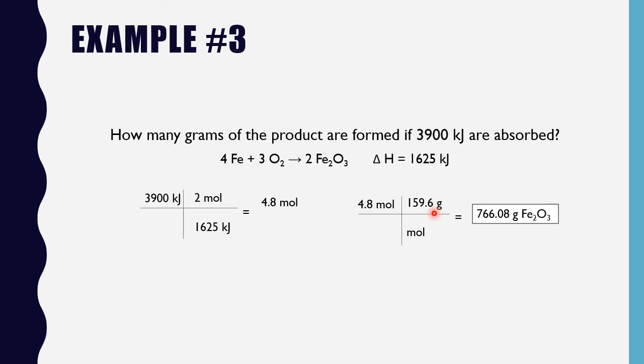Again, where did I get the 159.6 grams? That's using my periodic table. I'm finding the molar mass of 2 irons and 3 oxygens. And that adds up to, or totals up to 159.6 grams.